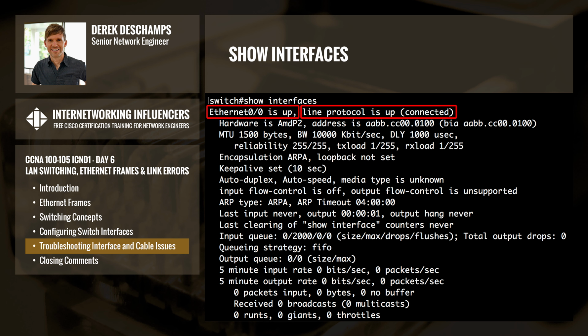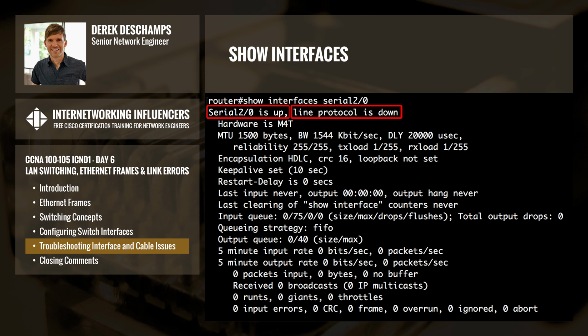For example, if both portions show up, this indicates that the interface is operational. If the interface was showing up and the line protocol was showing down, this would indicate that the physical layer is functioning. However, there is an issue at the data link layer.